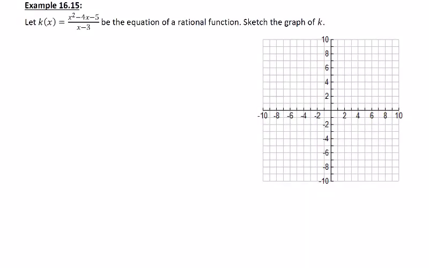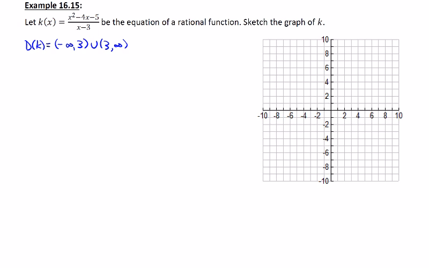Example 16.15 is going to be our last look at a graph for a rational function. Let's start with looking at the domain. The denominator is already very nicely written out as x minus 3. So there is going to be one domain restriction on k, and that is going to be positive 3. We will write negative infinity to 3, union 3 to infinity.